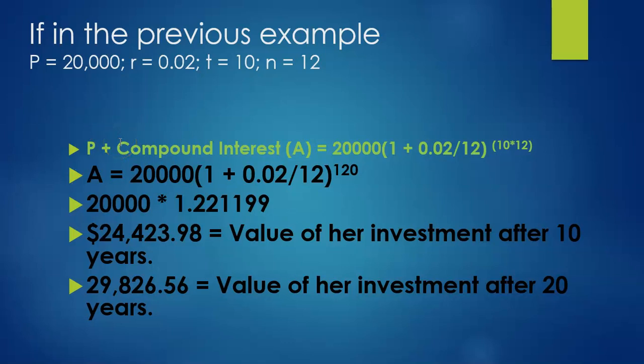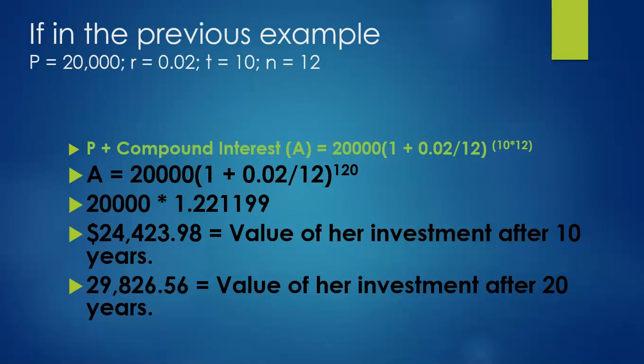If instead of 10,000 she had invested 20,000, then she would have yielded $24,423.98. And if she had invested it over a period of 20 years, then that same $20,000 would have yielded her $29,826.56.